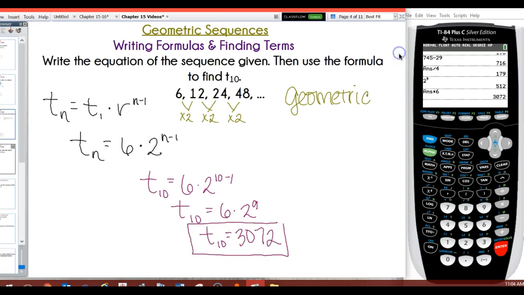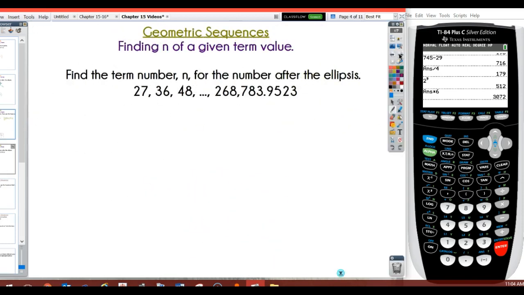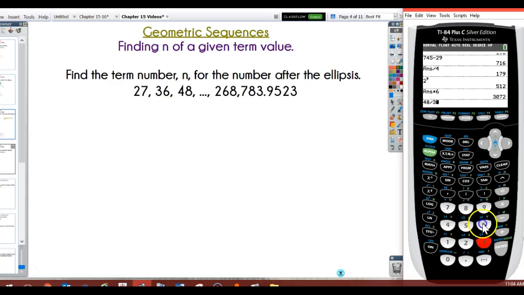Now, in the next problem, we're going to see another geometric sequence, except our goal is going to be a little bit different. So here we have our first 3 terms, and it might not be very obvious what we're multiplying by to get the next one. But to make sure that it is geometric, we can take 48 divided by 36 to get that common ratio of 1.33. Verify that it's the same by taking 36 divided by 27.